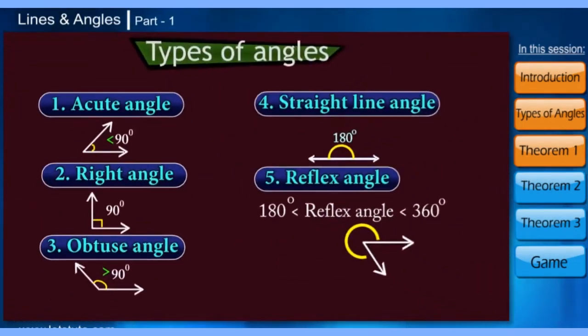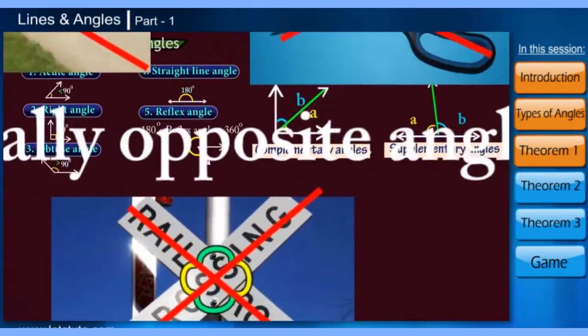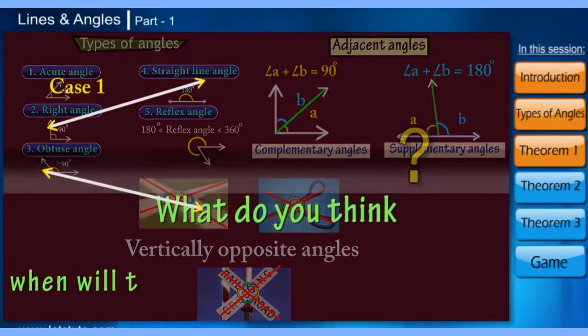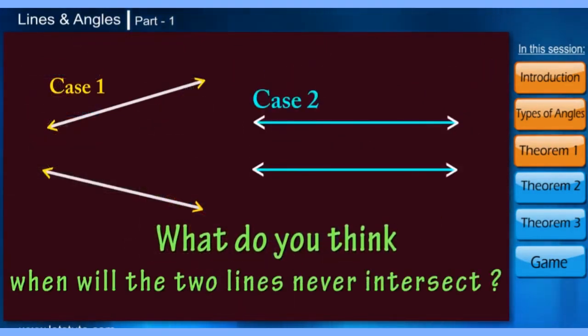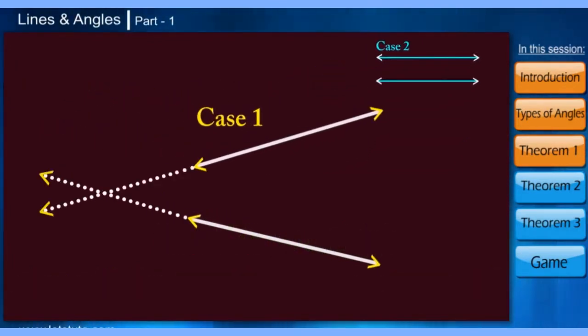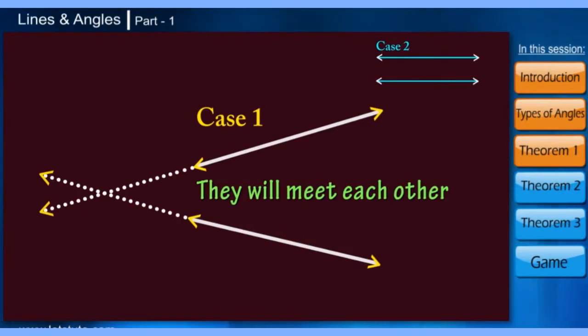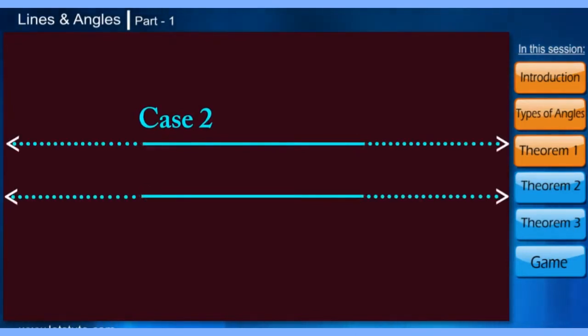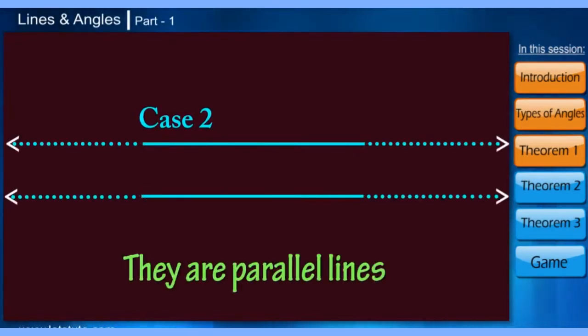Till now we have learned that there are various types of angles, and we know that angles can be formed only if the lines are intersecting. But what do you think? When will two lines never intersect? Well, in case 1, if we extend these lines, they will eventually meet at some point. But in case 2, these lines will never intersect because they are parallel lines.